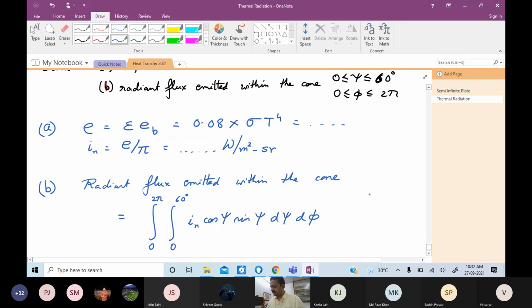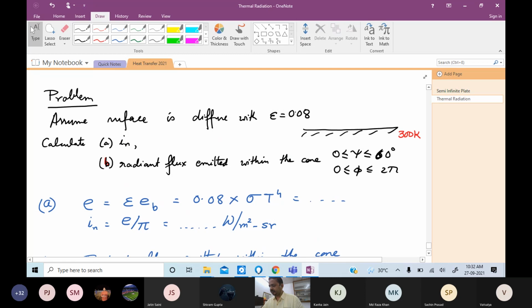So essentially what we are calculating is, my surface is going to emit in all directions, and I wanted to know what it emits in this cone.